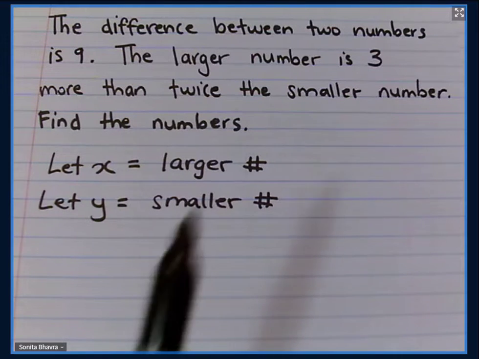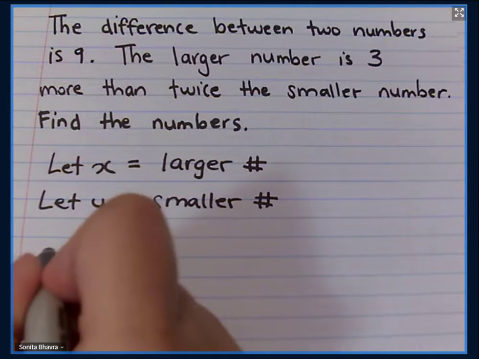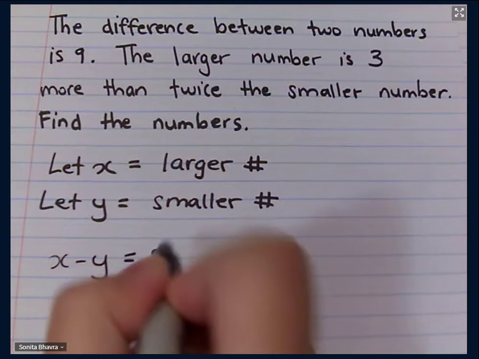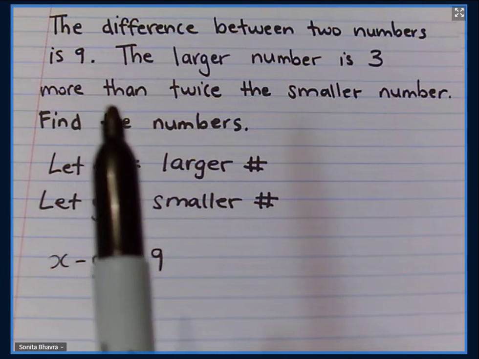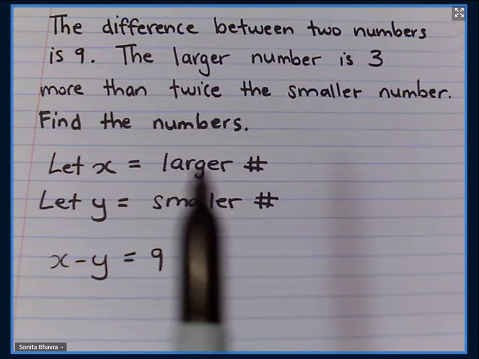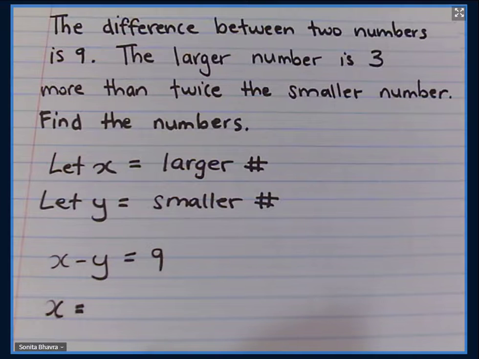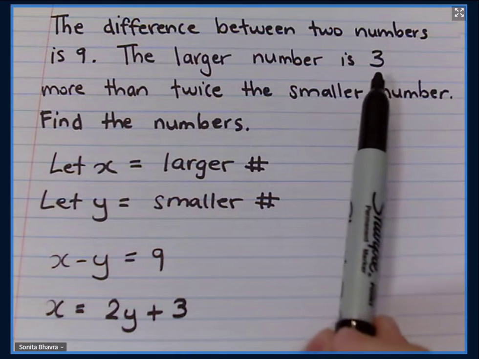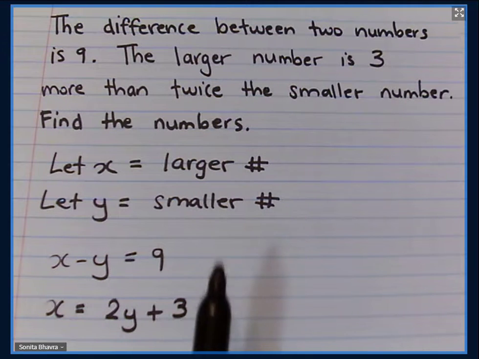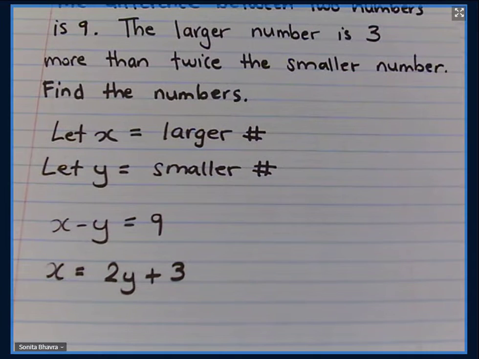So now we know that the difference between the two numbers is 9. So that means x minus y is going to equal to 9. So that's our first equation. Secondly, we know that the larger number is 3 more than twice the smaller number. So the larger number we had said is equal to x. So x is equal to 2y plus 3. All right, meaning the larger number is 3 more, so 3 more than twice the smaller number. So 2y, twice the smaller number, plus 3. So now we have our two equations.